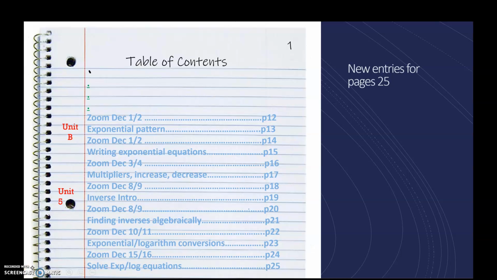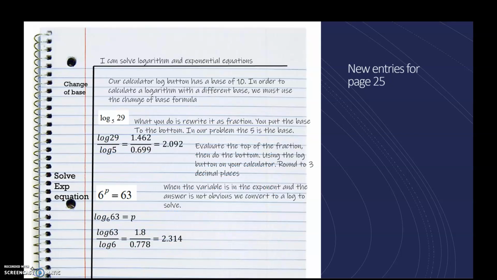All right, so we are down here. We are going to be filling in page 25 today. Let's go ahead and pause and get all this down.